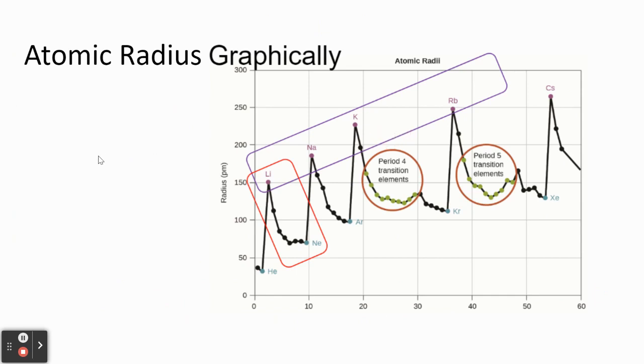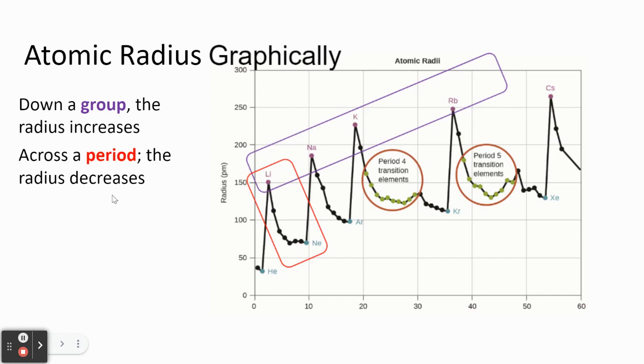Now let's look at atomic radius graphically. As we go down a group, we're going to notice that the atomic radius increases. So we've got lithium, sodium, potassium, and rubidium. Those are all alkali metals, and we see the trend for increasing atomic radius. Now, as we go across a period, the atomic radius decreases. So if we look here from lithium through neon, we see a decrease in atomic radius. Or from sodium to argon, we have a decrease in atomic radius as we go across the period on a periodic table.